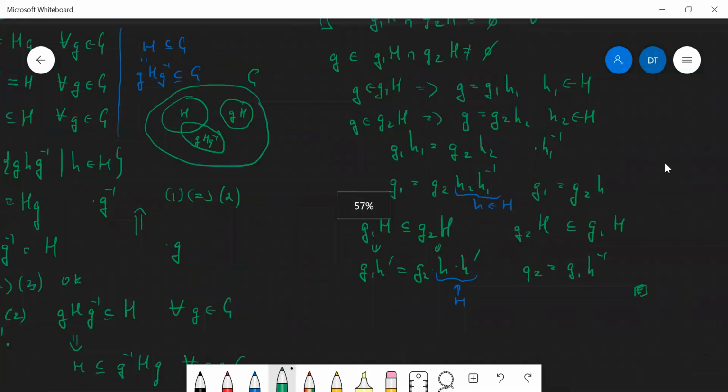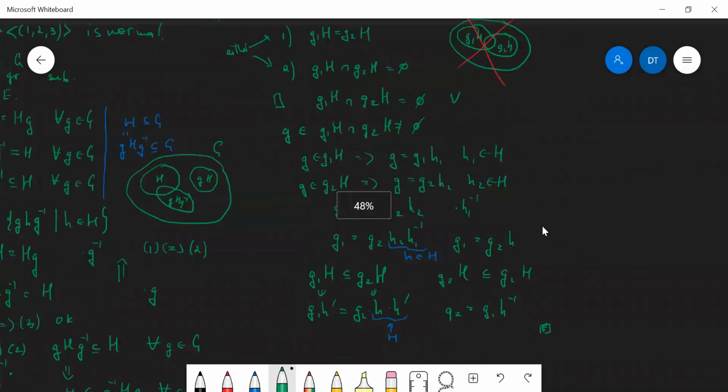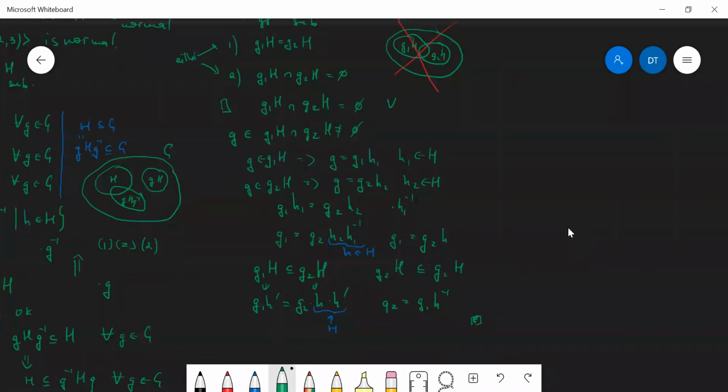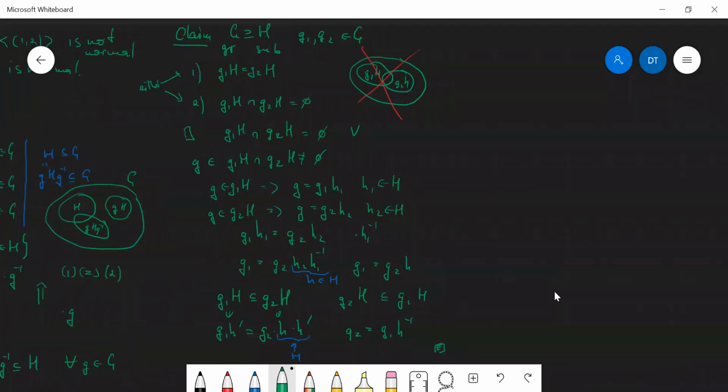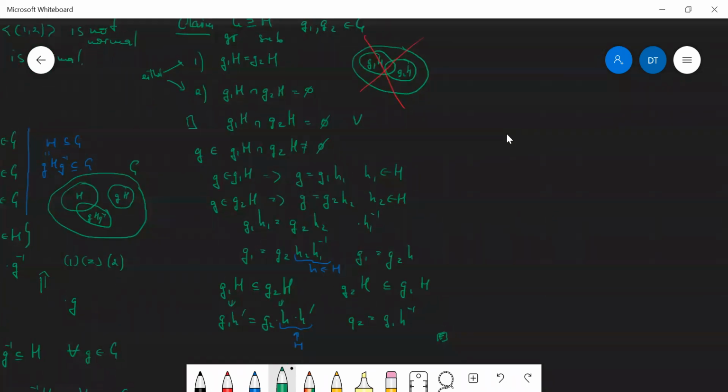So let me show you the whole proof and the claim. The claim was that any two left cosets are either the same or they do not intersect each other. So if you have any questions, then please ask. If not, then I want to prove a second claim, which, so I have a question, and this is still the same question which I tried to write.